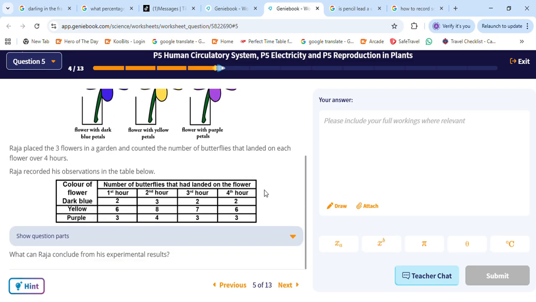So dark blue is this one. Okay, since yellow has the highest score, right? So I'm going to guess that they want me to find out that Rajay wanted to conclude that yellow has the most number of butterflies, and not the flower.